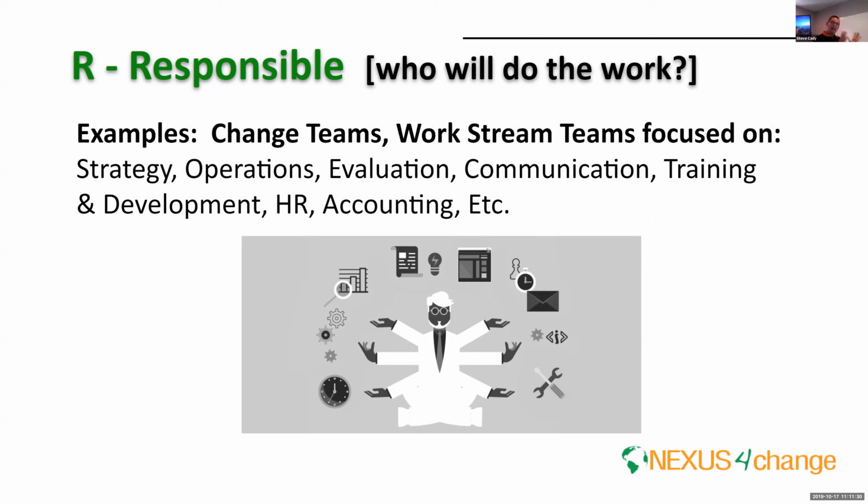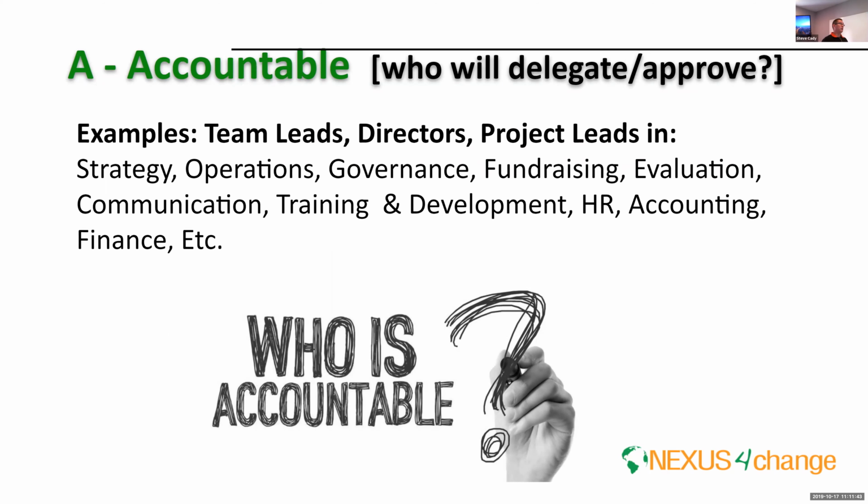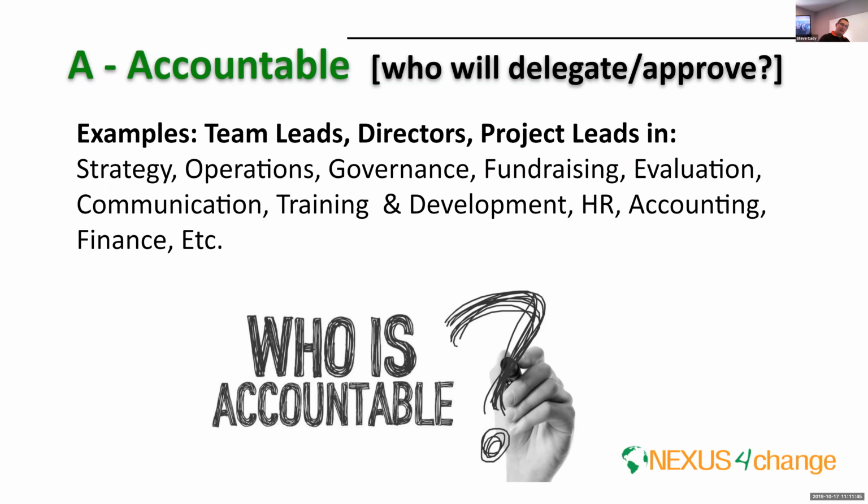And then we got to come back into this and say, well, who's responsible for achieving these different steps and different things that we're about to do, different aspects. Then you move to who's accountable. Who will delegate or approve this? Who maybe is not directly involved in the day-to-day activities of the project, but who's accountable for it?